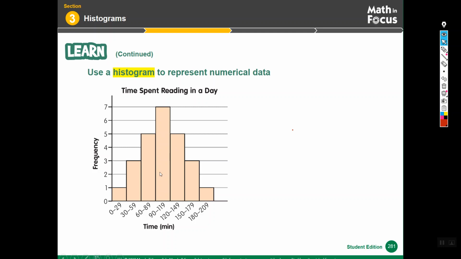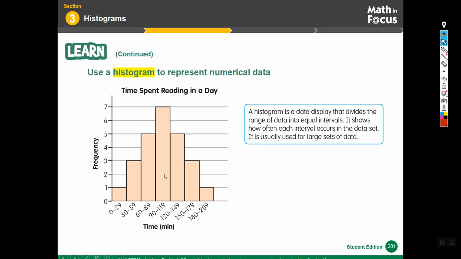And I'm kind of curious if that meant reading time in school and after school, or what exactly that question included, and how they tracked that data. A histogram is a data display that divides the range of data into equal intervals. It shows how often each interval occurs in the data set. It is usually used for large sets of data. So I said that before.